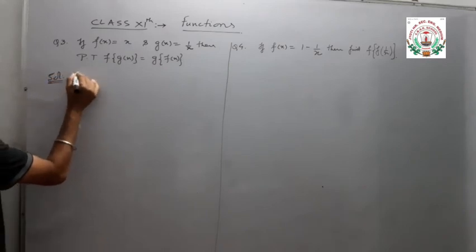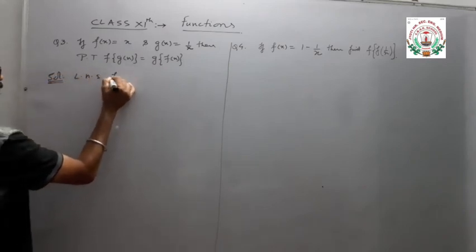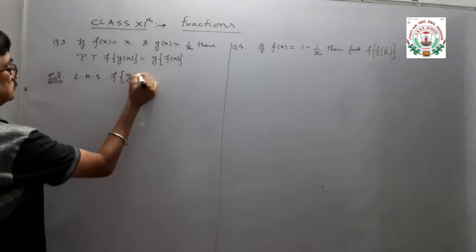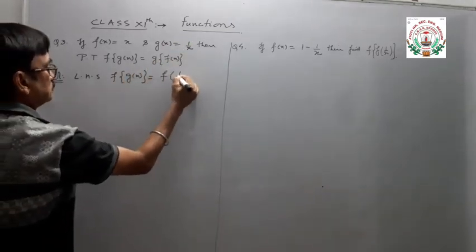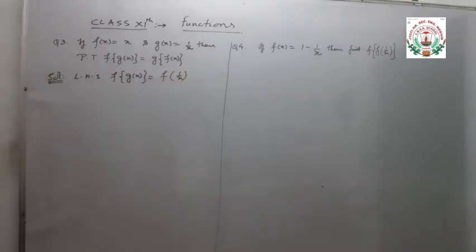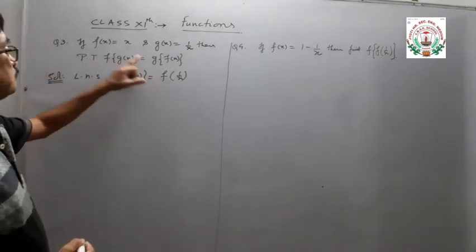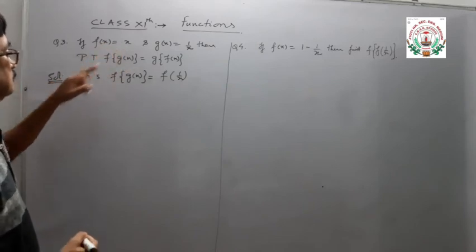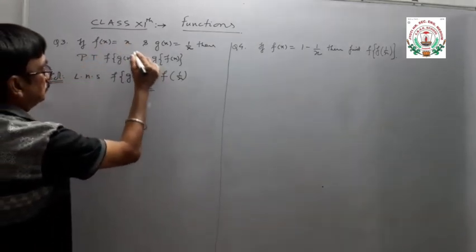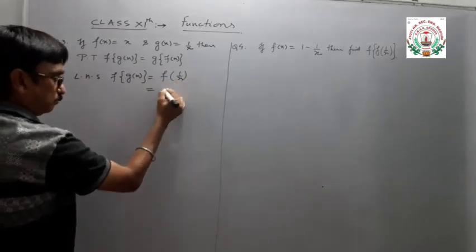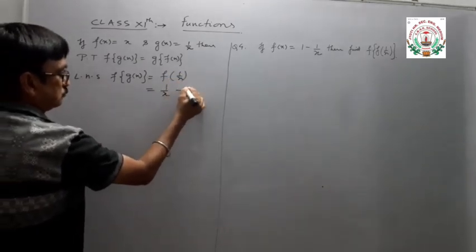Solution. LHS. f of g of x. g of x is our 1 by x. So this becomes f of 1 by x. f of x is our x. So in place of x we have to put now this complete value 1 by x. This is your LHS.